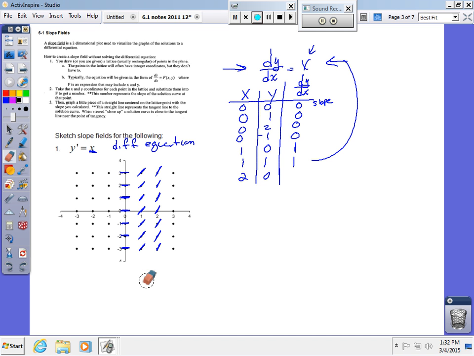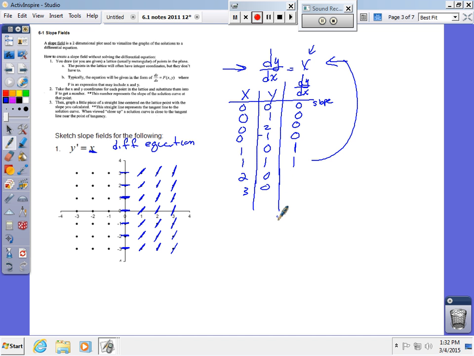Okay, so let's make this go a little bit quicker here. Now if I go to (3, 0), my slopes are going to be 3, so it's even steeper. So these are all going to be 3 along here. And these are all going to be 3, 3, and 3.